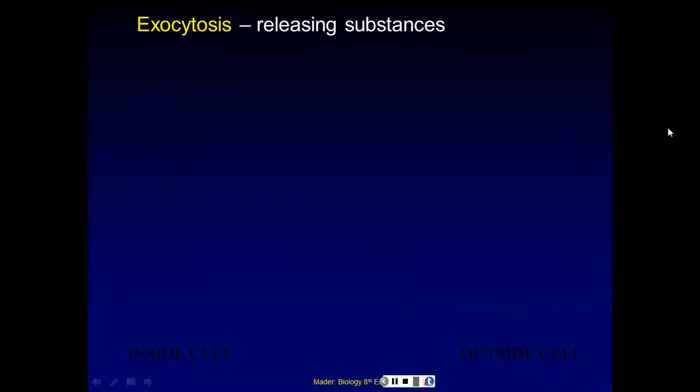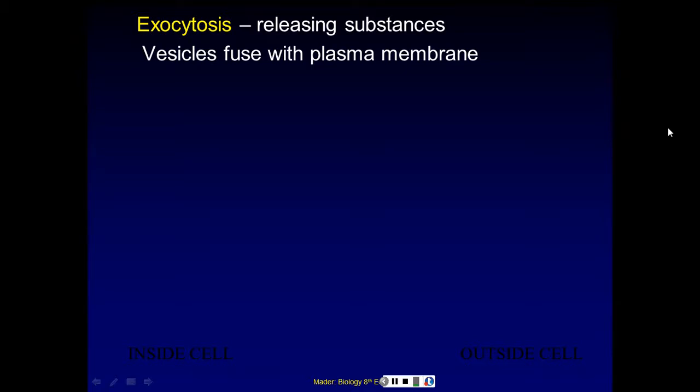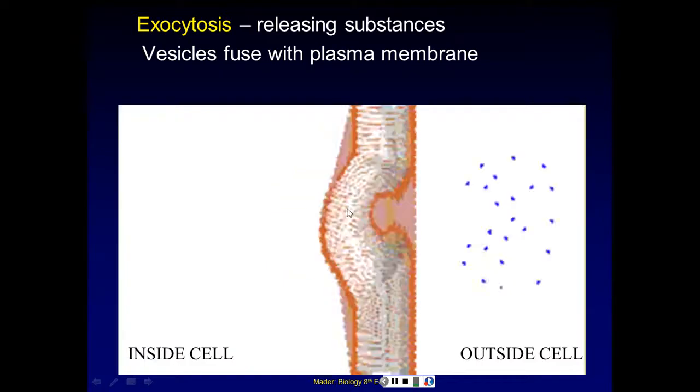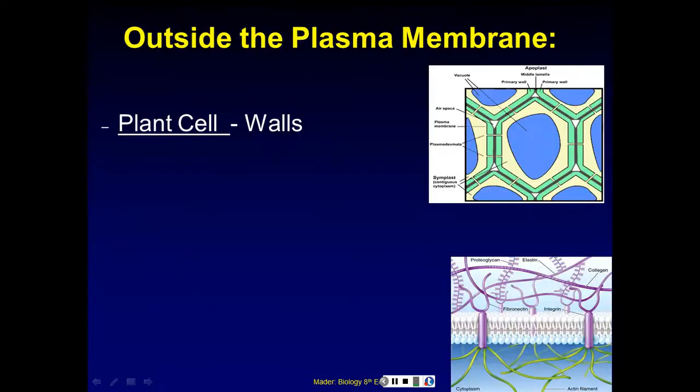Exocytosis is releasing substances by vesicle formation. And you have the vesicle inside the cell that has molecules in it. Excuse me. Let's go back.